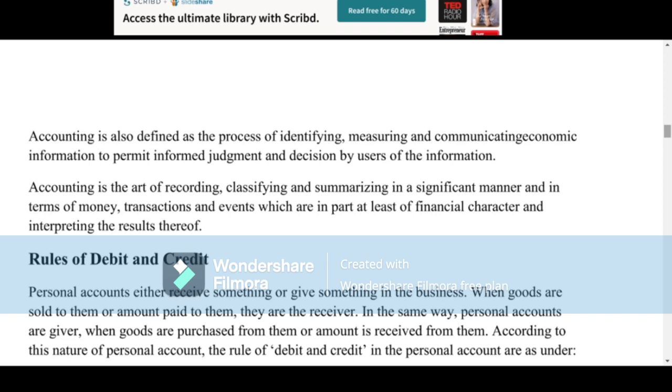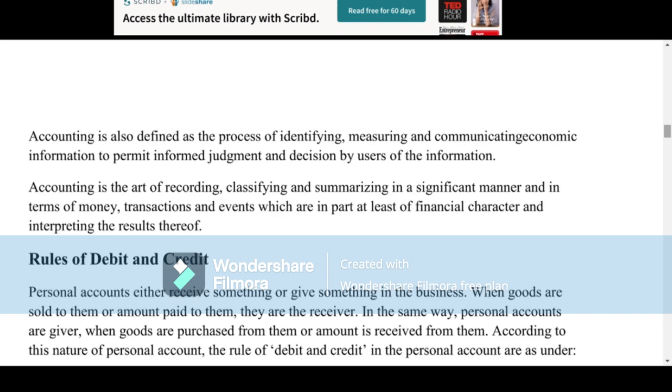When you get a source document, someone like your company supervisor or rider comes to you and says that I have bought this thing and here is a receipt of that goods. So how can you record that source document in the software or in Excel? You first have to define what is accounting. Accounting is the art of recording, classifying, and summarizing in terms of money, transactions, and events which are in part at least of financial character, and interpreting the result thereof.